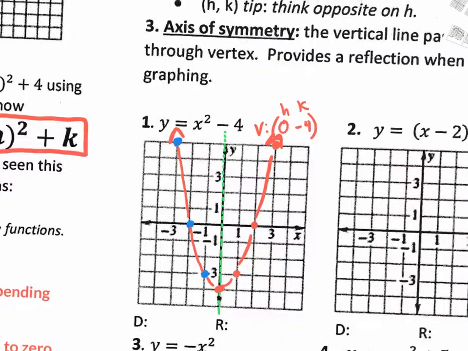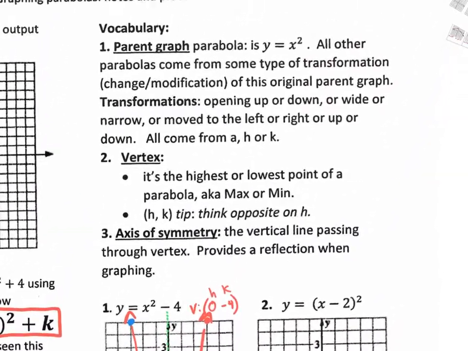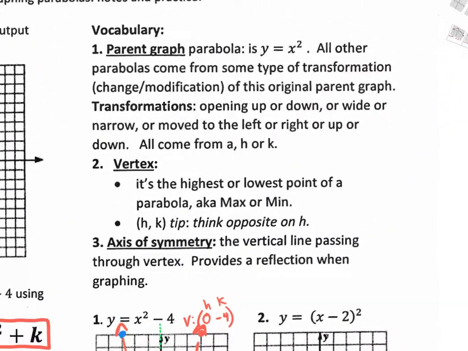Yeah. Now, if we look up here, we have some vocab. Let's review that vocab. The parent graph is y equals x squared. We already knew that. All of the parabolas come from that same type of graph, but there's some type of transformation, some type of change or modification of the original parent graph. What do I mean by transformation? It could be, instead of opening up, it could be opening down. Or maybe instead of it being with the pattern 1, 1, 2, 4, 3, 9, maybe it's wider. Maybe it's narrower. Maybe it's moved to the left or to the right, up or down.